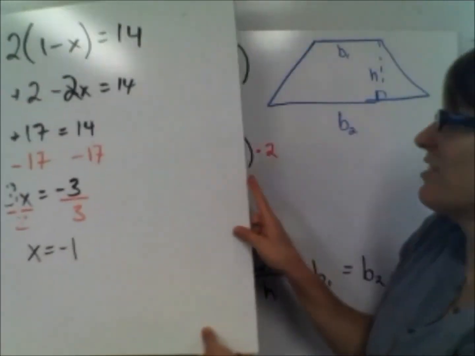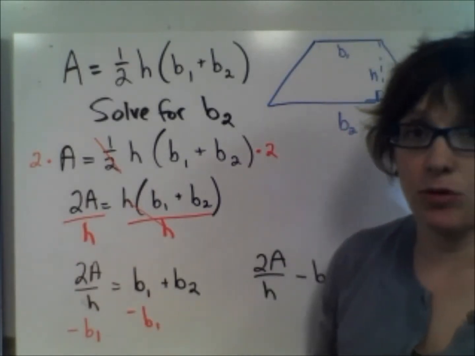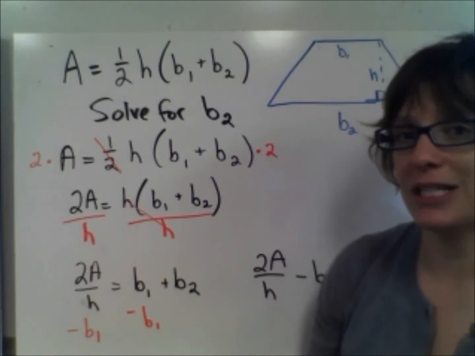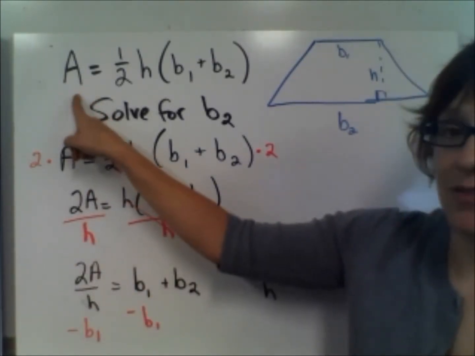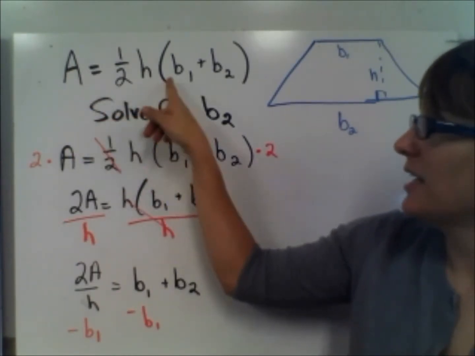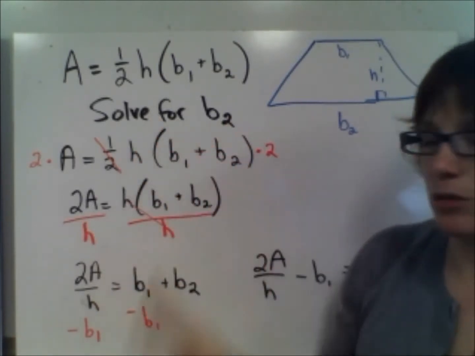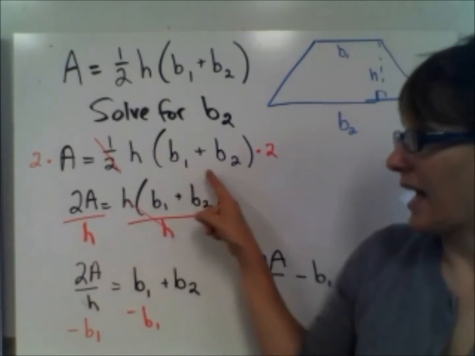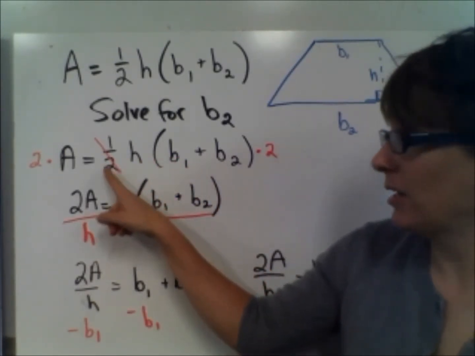Those two examples have been one variable and a lot of numbers. Here's an example where it's almost all variables and the process doesn't change. I would have the formula for the area of a trapezoid here. Area equals 1/2 height times b1 plus b2. Solve it for b2. Well, the first thing I'm going to get rid of, parentheses are going to be the last thing I touch. So I'm going to get rid of the multiplying.